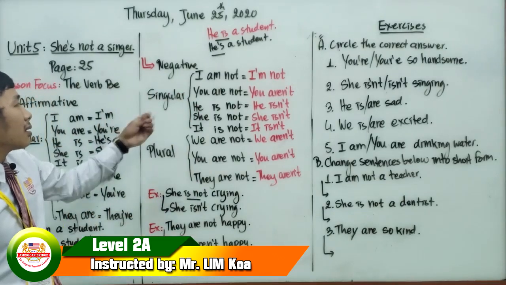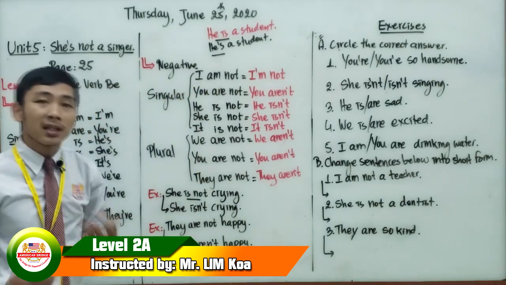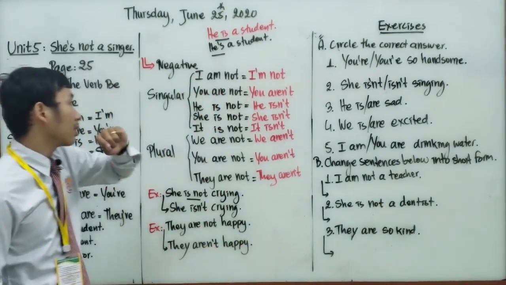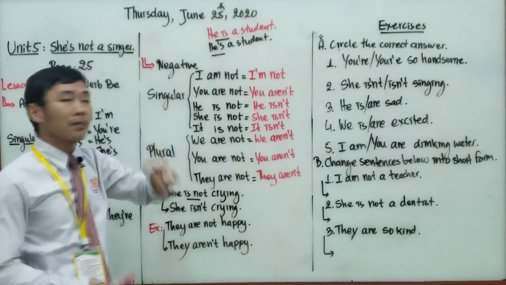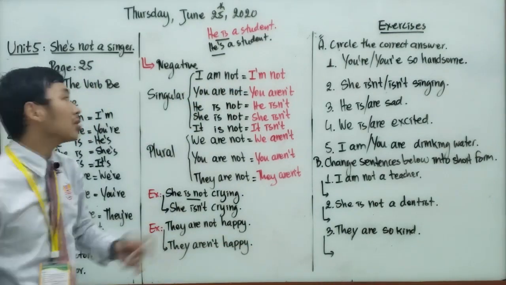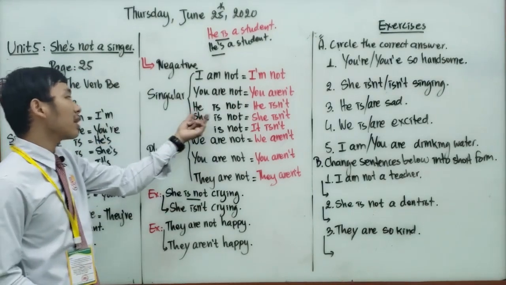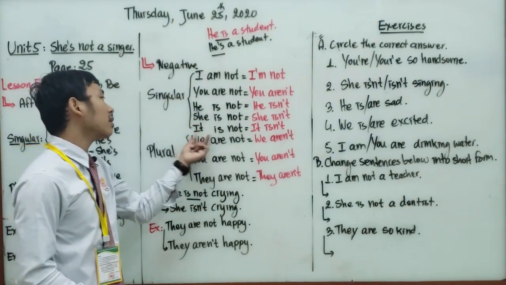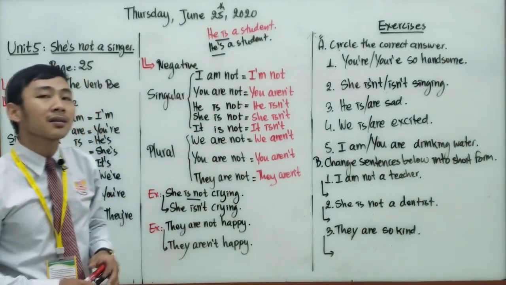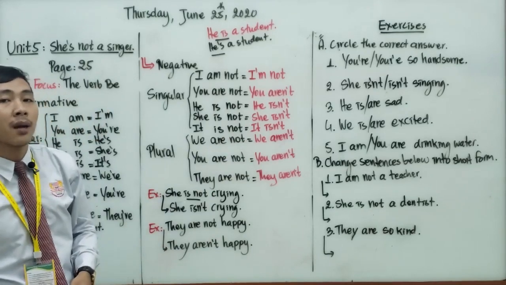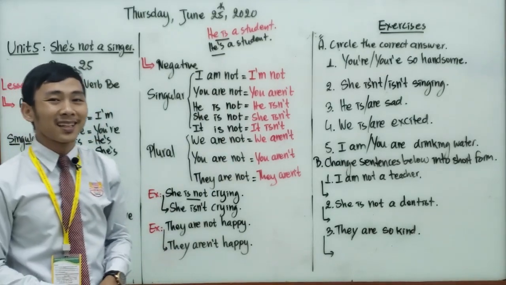So I still use it with am, but when it comes into the negative sentence, you need to add not. You still use it with are, but when it comes into the negative sentence, you just add not. He, she, and it still use it with is, but what is it? Just add not. So it will automatically come into the negative sentence.